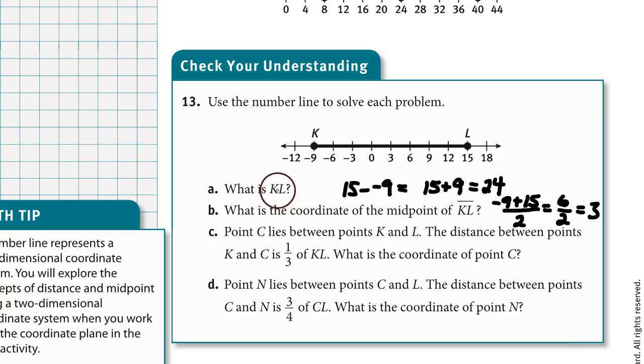For question A, what is length KL? The length from -9 to +15. We can count units or use subtraction. 15 subtract -9 is 24.